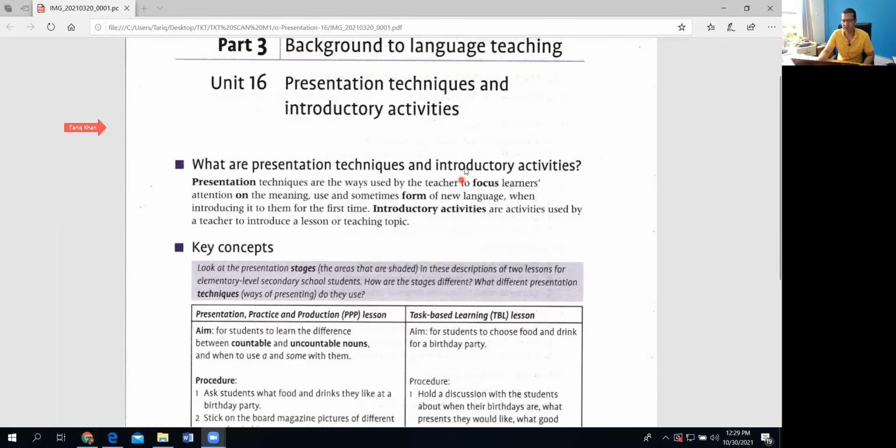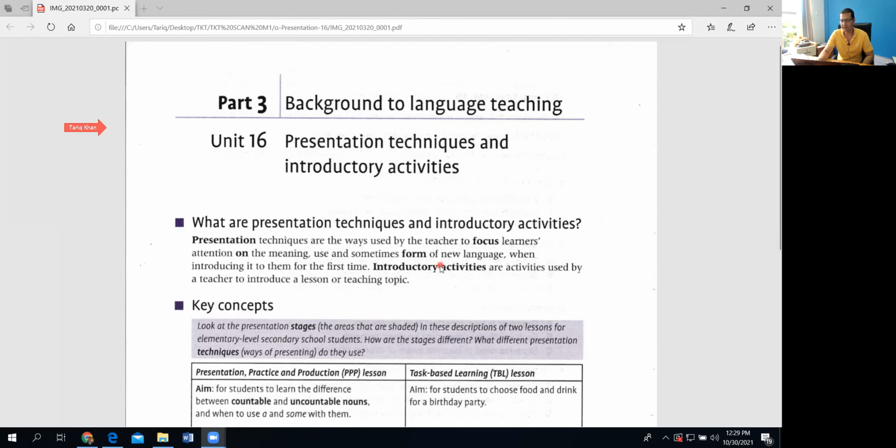Part 3, this is the third and last part of Module 1. Background to language teaching, continuity of that topic. Unit 16, presentation techniques and introductory activity.